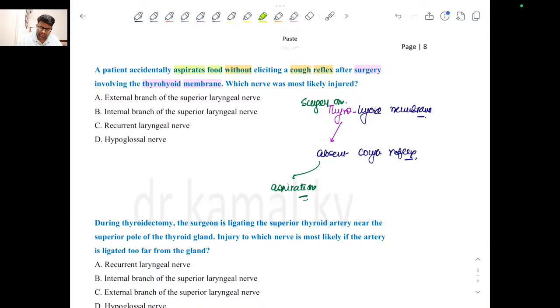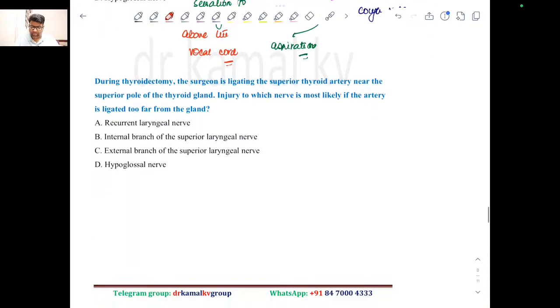Arka, very good, bachche. So this is the internal branch of superior laryngeal nerve, and we discussed before that it provides sensations to the larynx above the area of the vocal cord, right? So very easy to understand. Now this is a neat PG question, and a few times it has been asked in FMG as well.